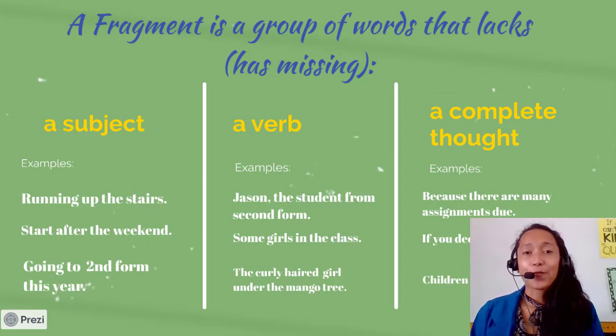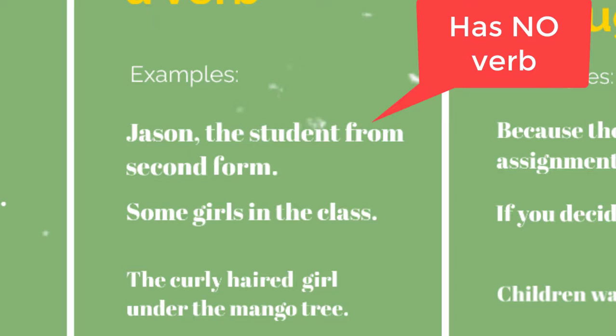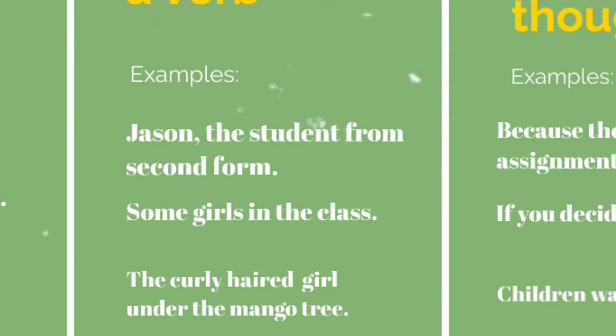Secondly, you can have a fragment if it lacks a verb. That means it doesn't have an action. Example number 1 says, Jason, the student from second form. What about Jason, the student from second form? What is he doing? Is there a state of being or is there an action? No, right? There is no verb. That means that this group of words is a fragment because it has something missing. What does it have missing? It has the verb form missing.